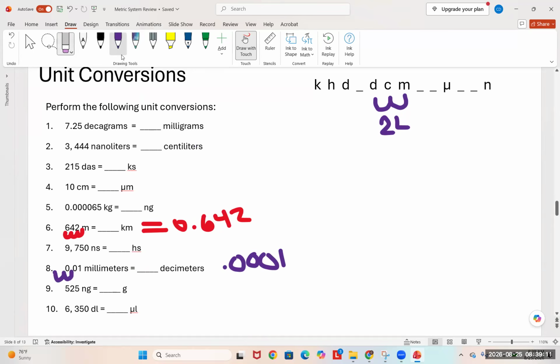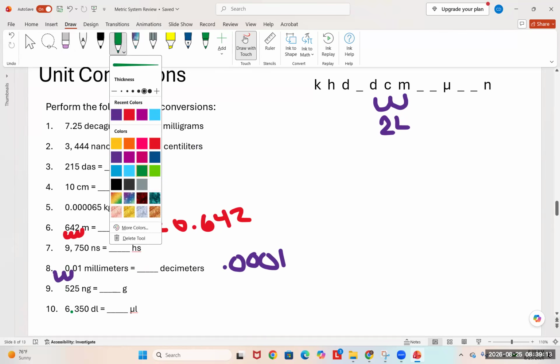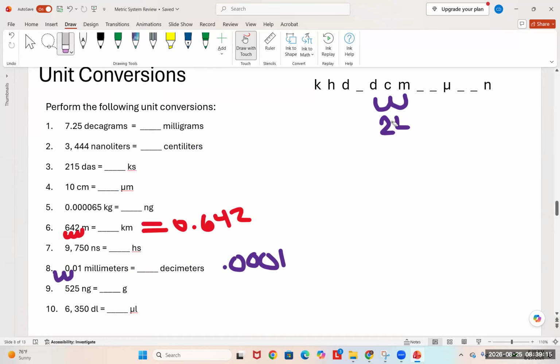All right, y'all. Last two, 525 nanograms equals how many grams? So again, you always start at your initial prefix. So here's nano, and we're heading all the way down to grams. So we're going 1, 2, 3, 4, 5, 6, 7, 8, 9 to the left. So again, a very small number.